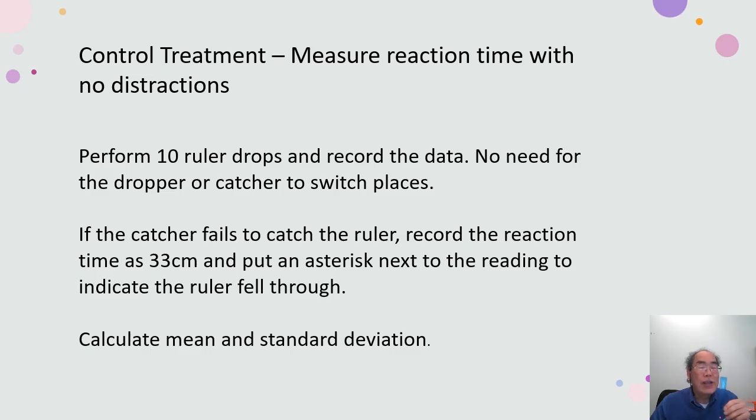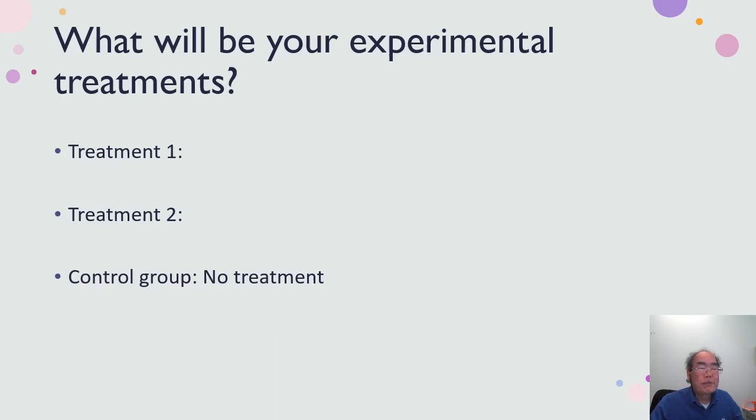All right. So what you'll do is you'll do 10 ruler drops without any distractions, and then you'll do 10 ruler drops with the distraction that you chose. So reciting the alphabet backwards, Z, Y, X, W, V, U, etc. And then while I'm saying it, the dropper will drop the ruler and I'll have to catch it. And then we will record the results. We'll do two different distractions, treatment 1, treatment 2, and then our control with no distraction.